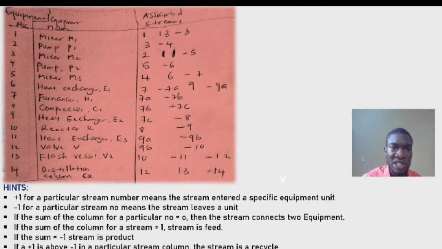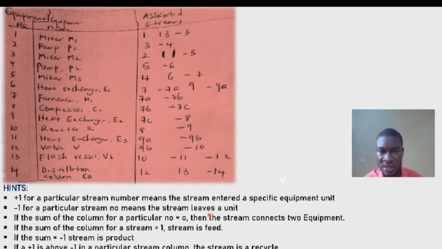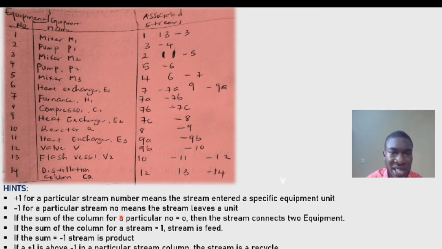So this is our process matrix, and these are the hints. Let's look at these hints again. +1 for a particular stream number means it entered an equipment unit. A -1 means that it leaves a unit. If the sum of a particular column is equal to 0, then the stream connects to equipment. If the sum is equal to 1, then the stream is a feed. So all these hints will be applied in the incident matrix. So let's see.